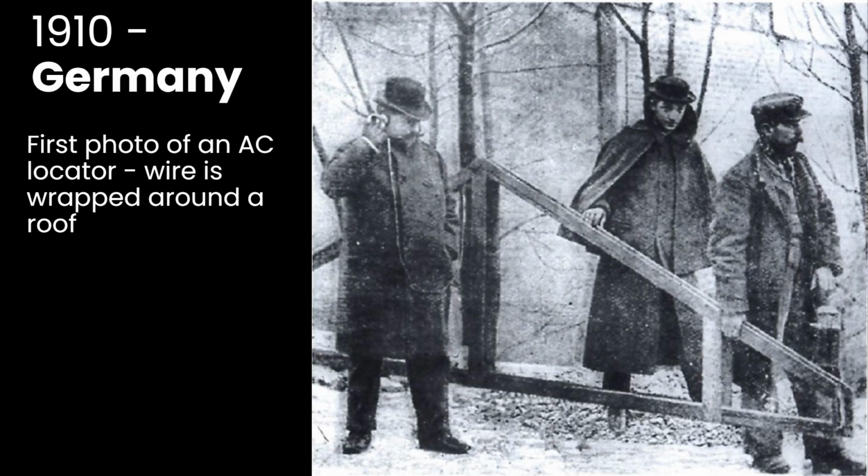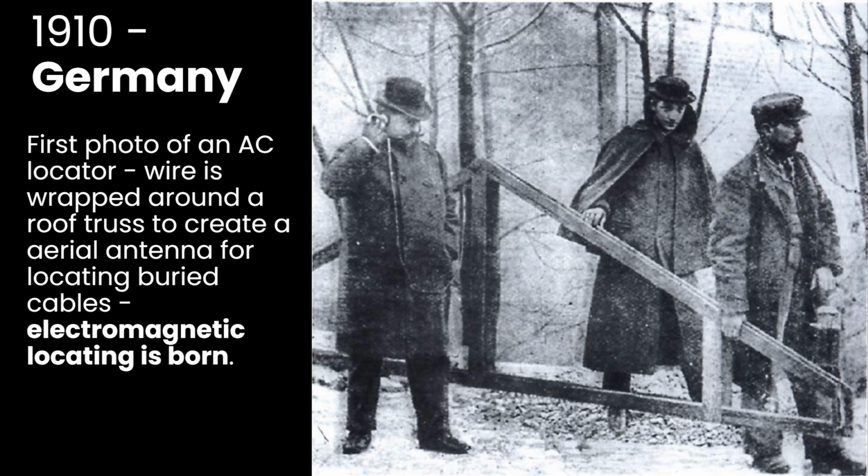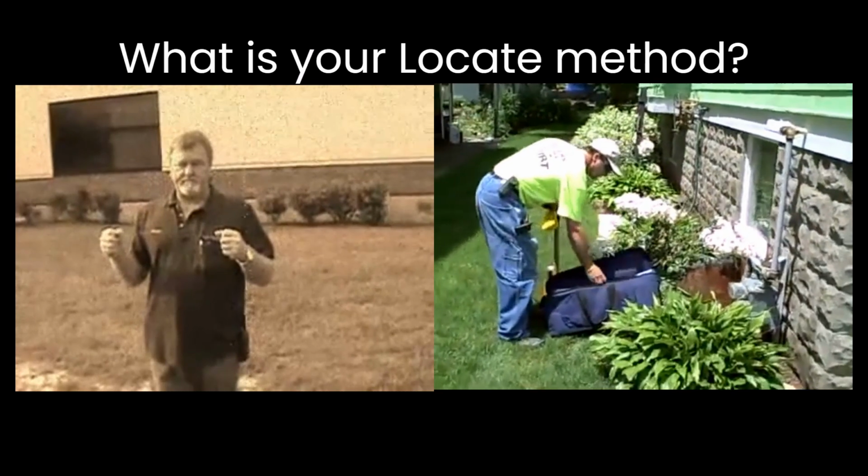So here's the first receiver that we know of. In 1910, in Germany, they took a bunch of copper wire and wound it around a roof truss, and that worked as an antenna, picking up the electromagnetism, and that's where electromagnetic locating was born, in theory. That's what we think, I guess, maybe.